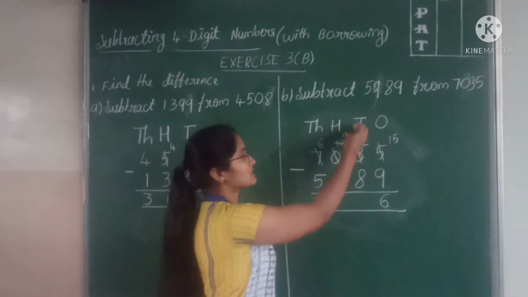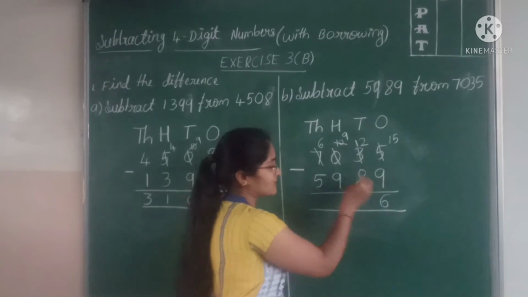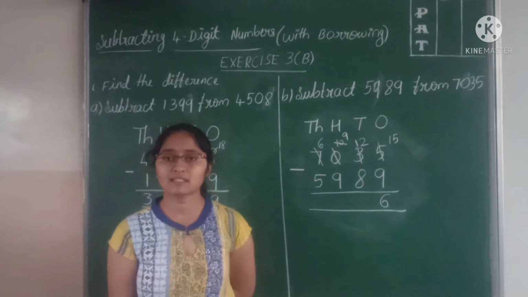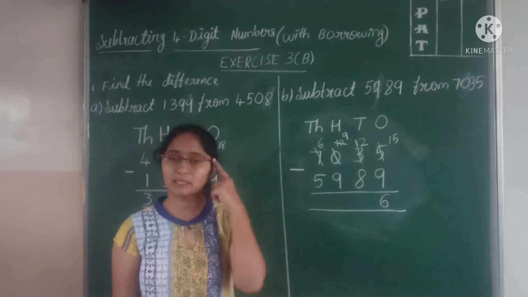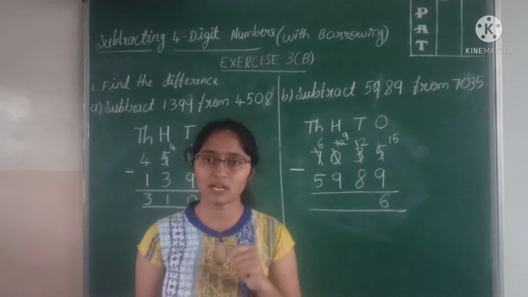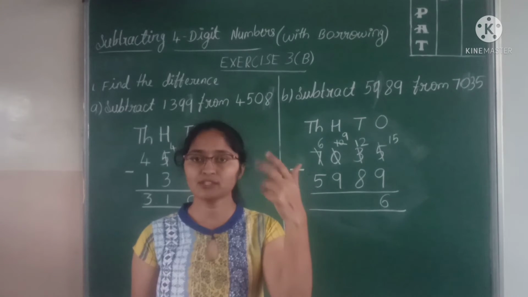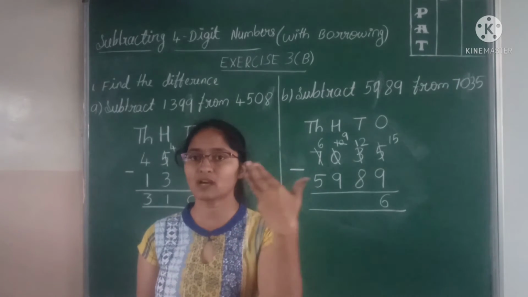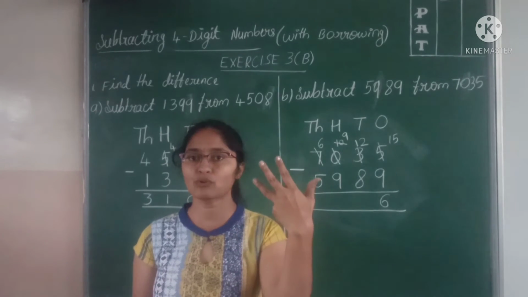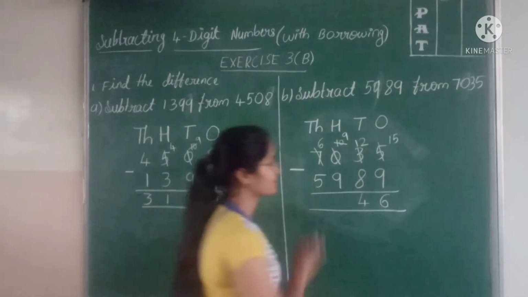So now children, you can subtract the tens place number. That is 12 minus 8. 12 minus 8 how much? So keep 8 in your mind and count your finger till you get number 12. After 8, 9, 10, 11, 12. So how many fingers we counted? We counted 4 fingers. So 12 minus 8 is 4.